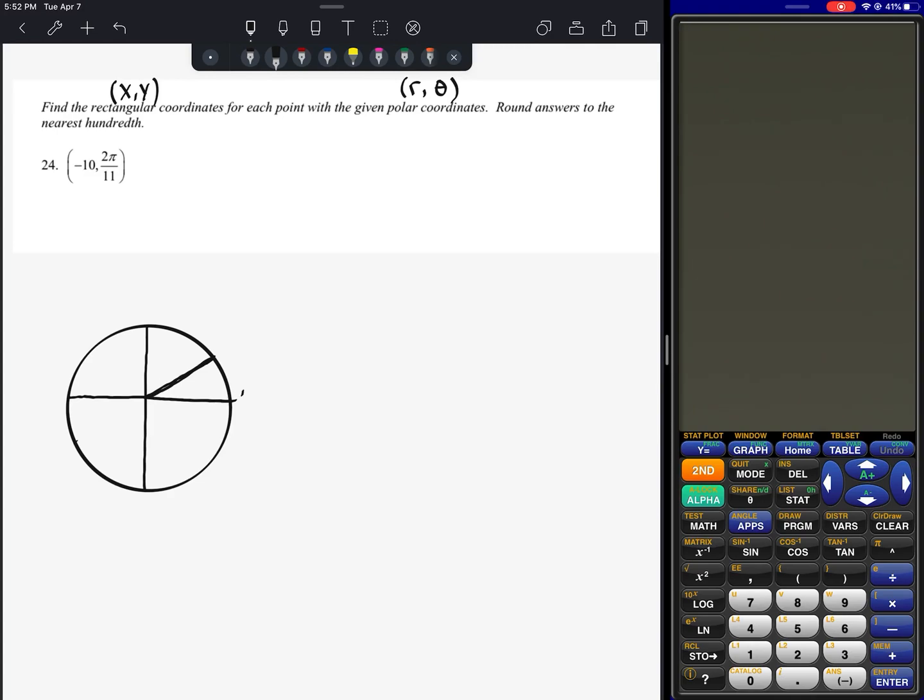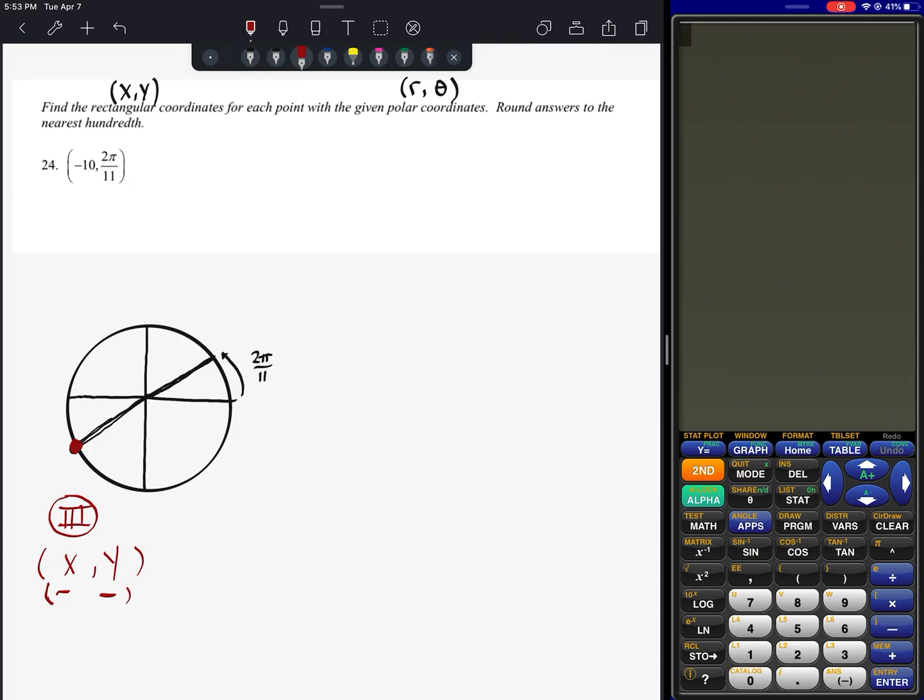But since it's -10, if we were rotating out here to 2 pi 11ths, but our radius is -10, that means it's going to be back over here on the other side. So that means that this point is down in quadrant number 3. And when you think about your x's and your y's down here in quadrant 3, they're both going to end up being negatives in this case.